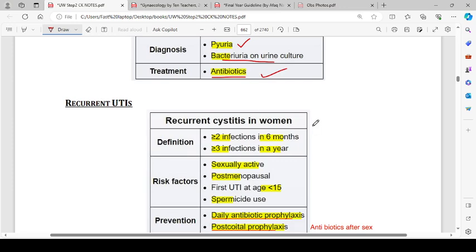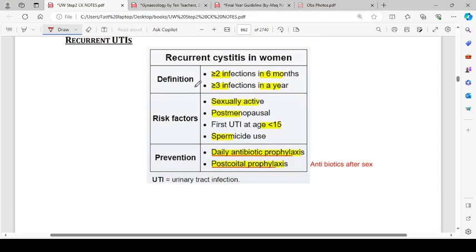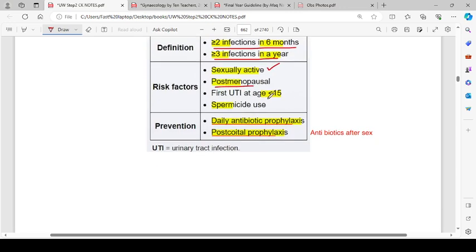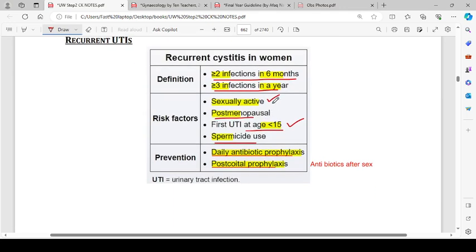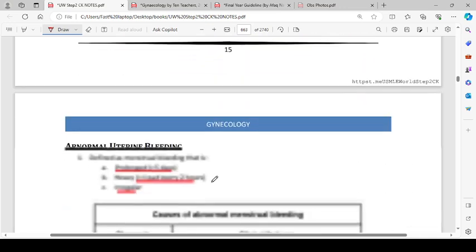Recurrent UTIs, recurrent cystitis in women. Definition: more than 2 infections in 6 months or more than 3 infections in a year. Risk factors are sexually active, post-menopausal, first UTI at age less than 15, and spermicide use. Okay, these women with these characteristics will have recurrent cystitis. Prevention is daily antibiotic prophylaxis and post-coital prophylaxis, that is antibiotics after sex.